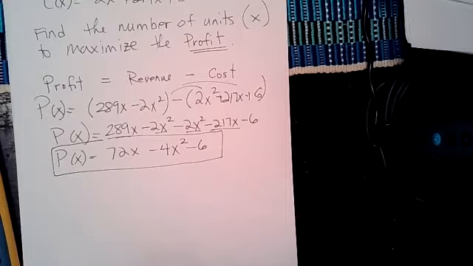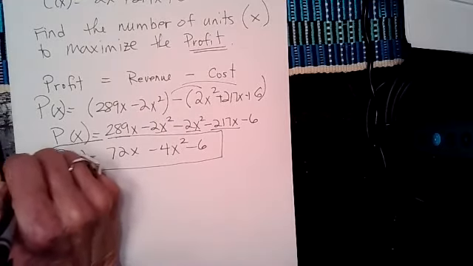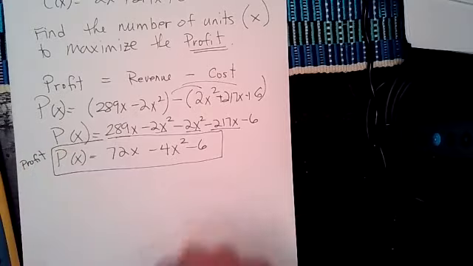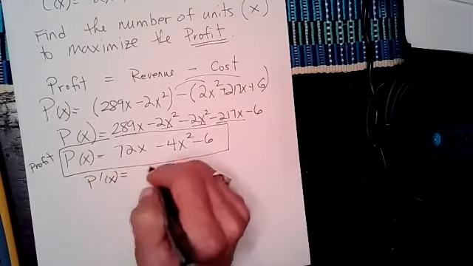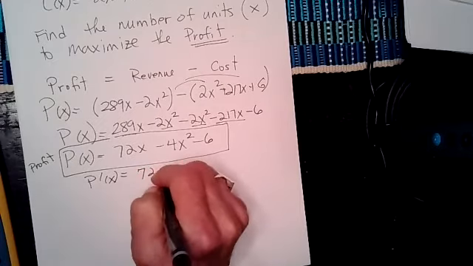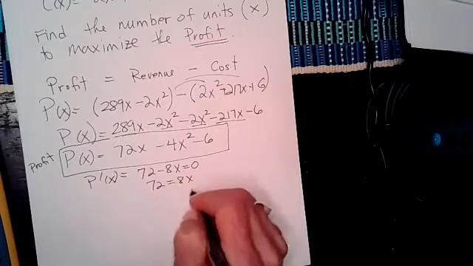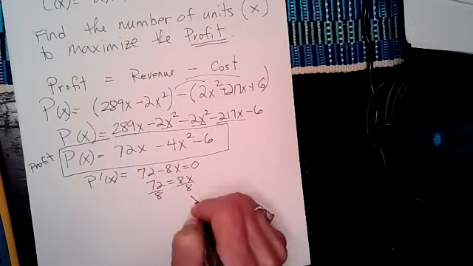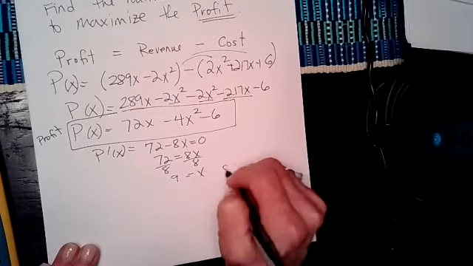This is where I'm going to find my critical values. This is what I'm going to plug into. They're not asking for maximum revenue or maximum cost. They're asking for the profit function. Okay, all right, so let's find my critical numbers. 72 minus 8x equals 0. X is equal to 72 divided by 8, which is 9. Okay, so X is equal to 9. That's my critical value.